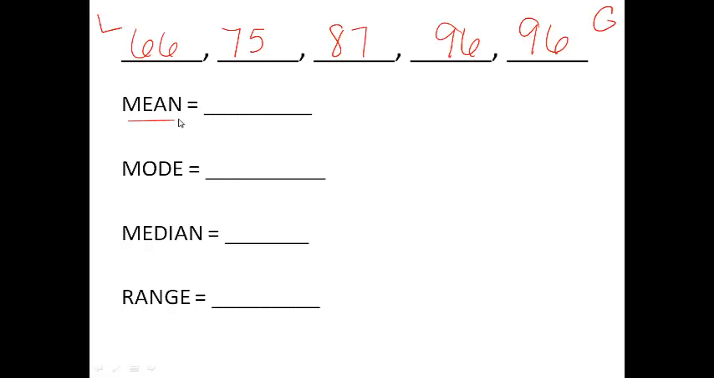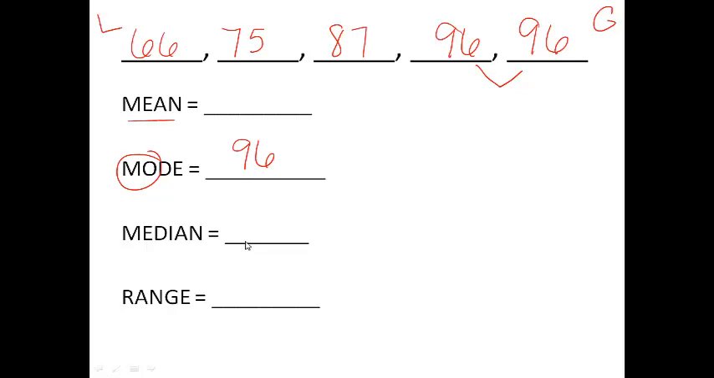The mean, remember you saved the mean for last. Well, the mode. Mode is super easy. Which number do you see the most often? Well, I see I have two 96s, so my mode is going to be 96. Mode, most often.